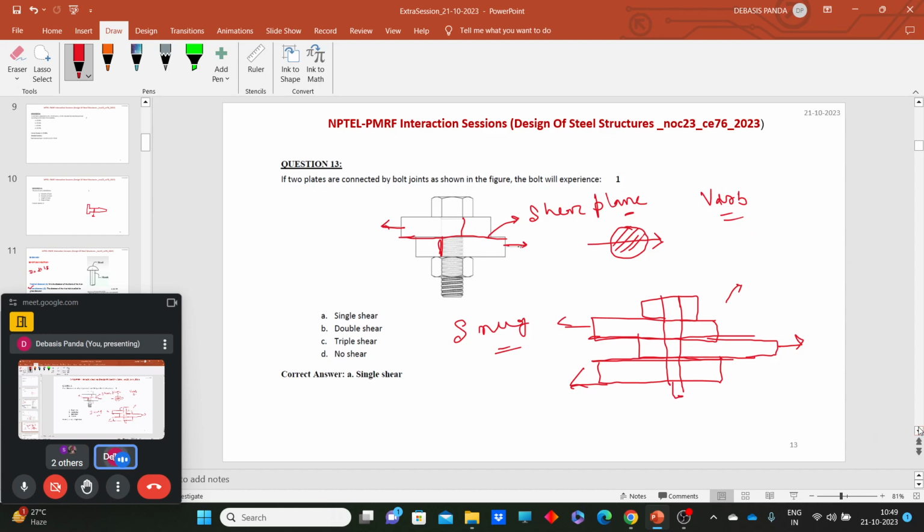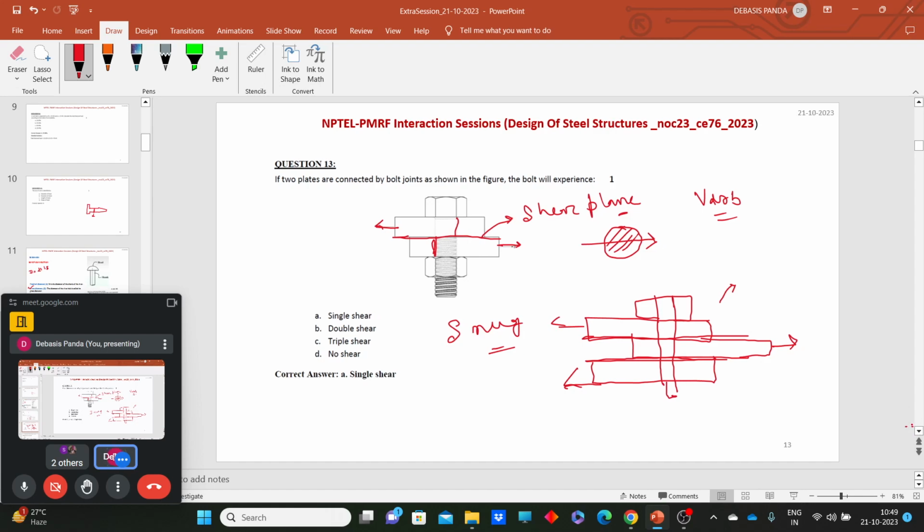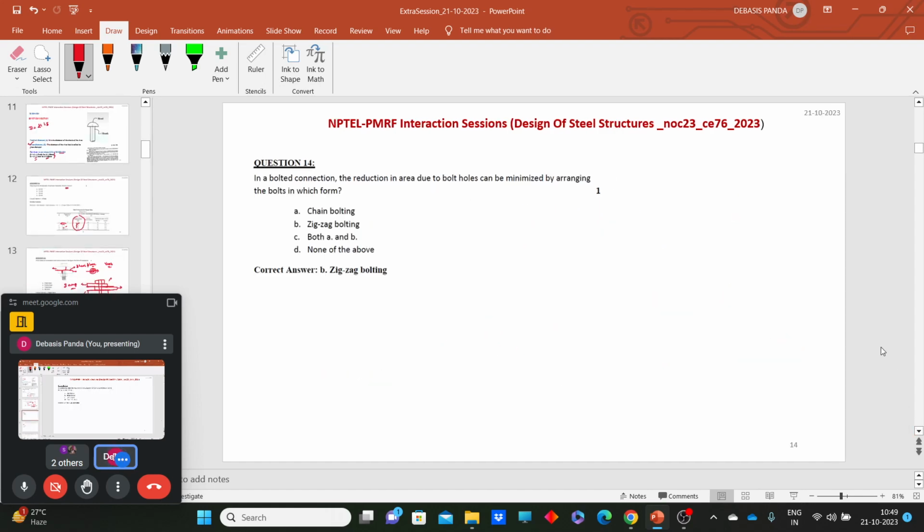Now, the next question. Similar kinds of questions are there, but there may be some differences in values. This is question number 14: in a bolted connection, the reduction in area due to the bolt hole can be minimized by arranging... This question we have solved during 2022 also. So how can we minimize the area? By providing the bolts in a zigzag manner, right?